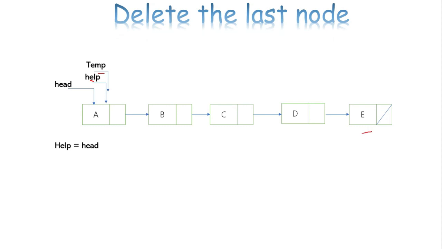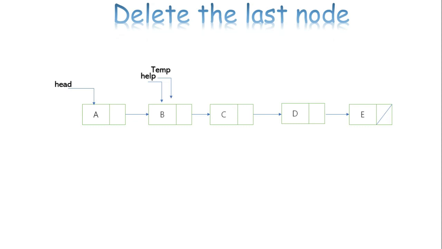To be able to delete the last node, help needs to traverse from the first node, which is A here, up to the last node, which is E here. As it traverses, it will check if help.next equals null, as we know that the node that points to null is the last node. So help will move to the next node like this and then check if the next node is not null, then temp will be assigned to point to the same node pointed by help like this.